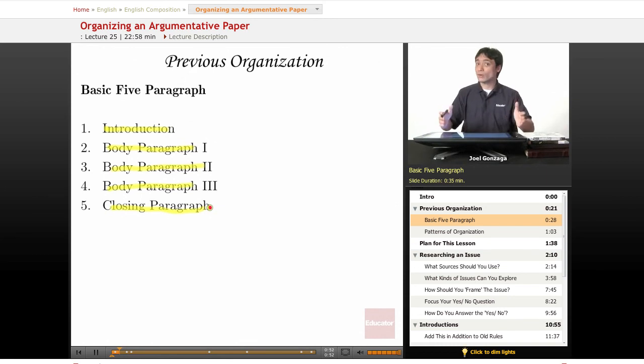Most of the time when you're writing your argumentative paper, a lot of these rules are going to apply. And we're just going to adjust these things that you already know in order to make a great paper.